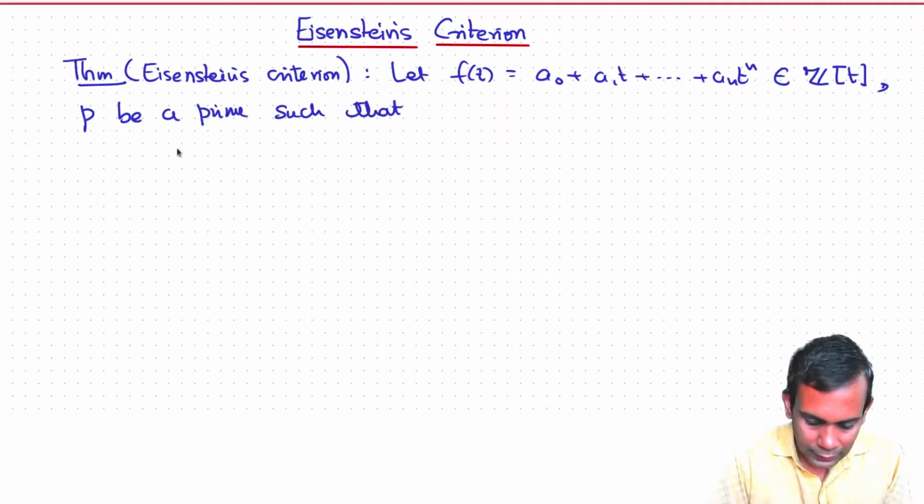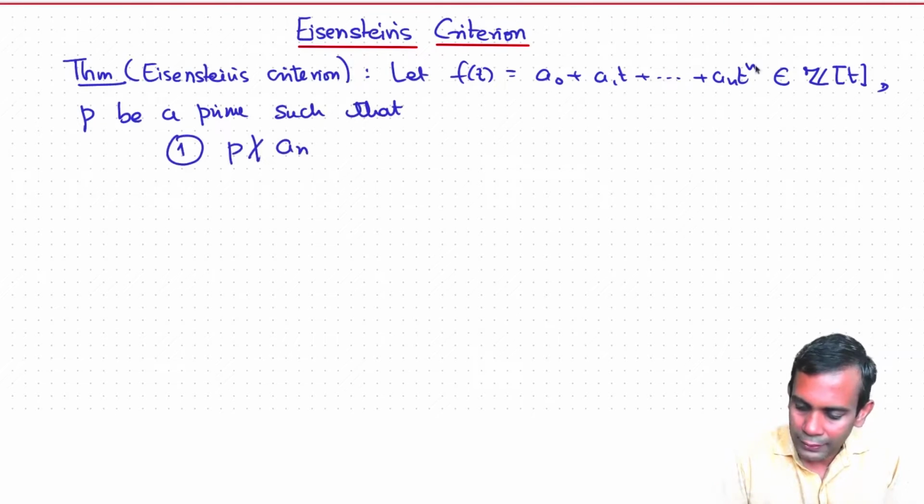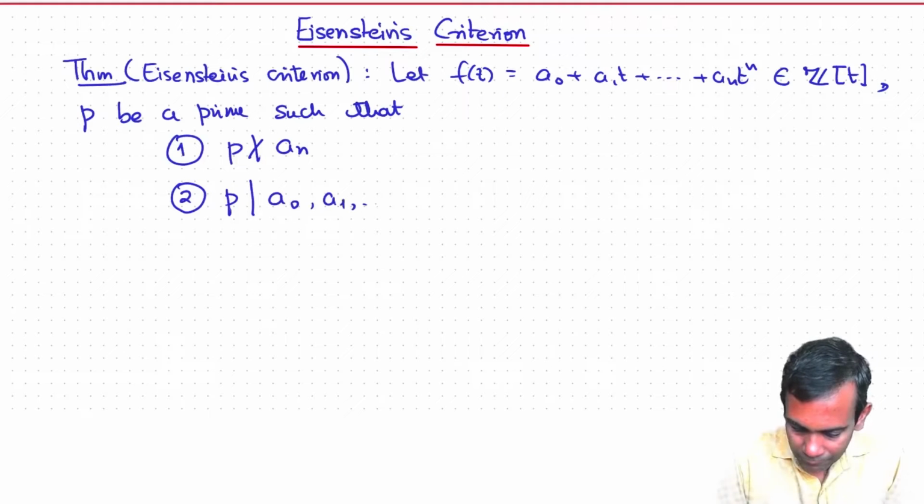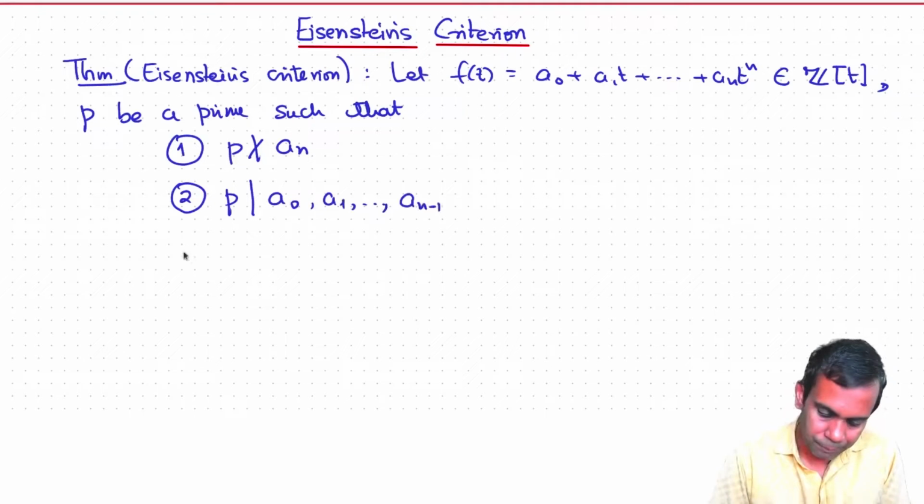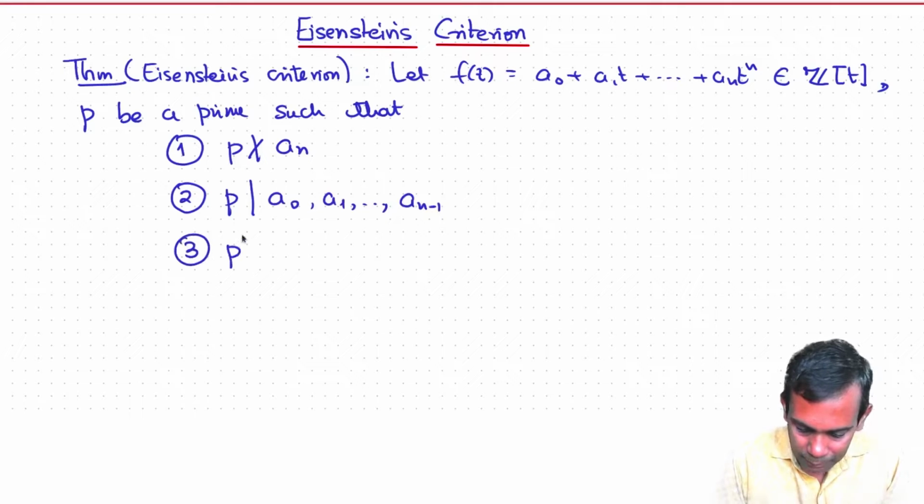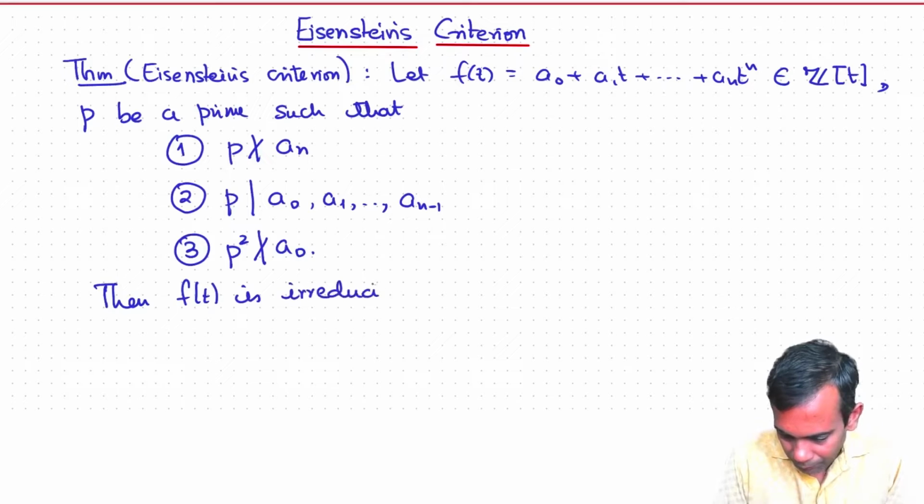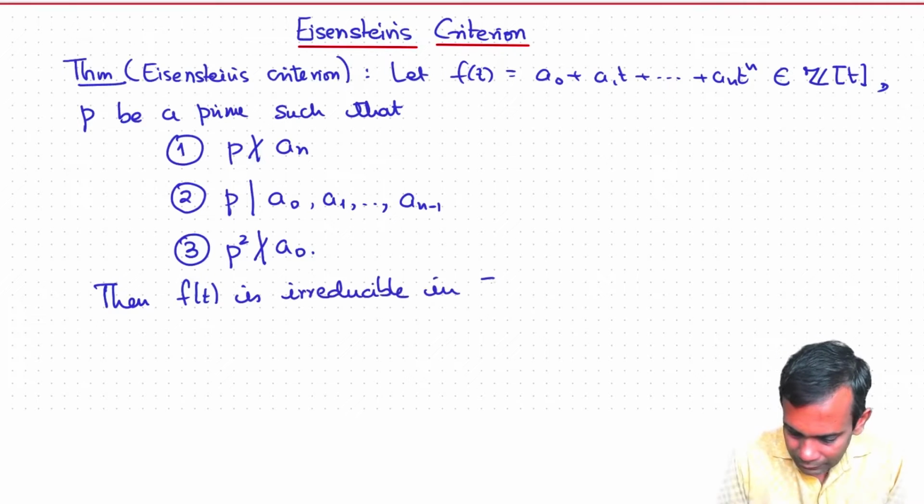the first condition is that p does not divide an. So p does not divide the leading coefficient of this polynomial f. And the second condition is p divides all the other coefficients: p divides a0, a1, up to an minus 1. And the third condition is that p squared does not divide a0. Then the theorem says that f(t) is irreducible in Q[t].